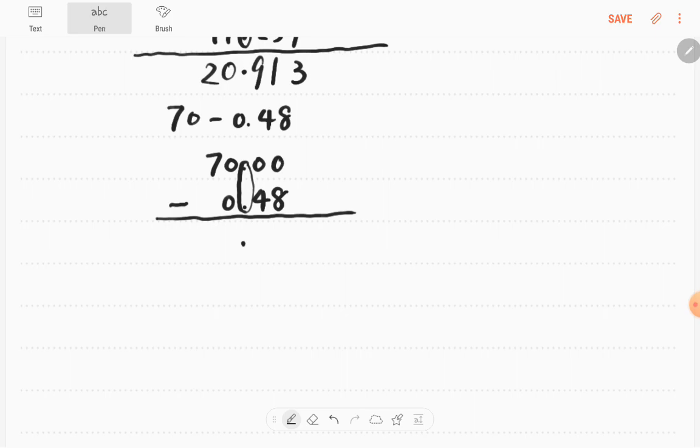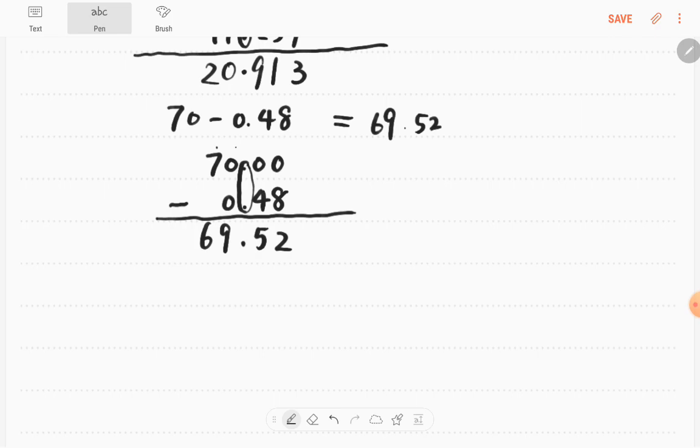So add a 0, we will get 2, because it's 10 minus 8, it's 2, and here will be 9. 9 minus 4 equals 5, and here will be 9, and here will be 6. Okay, the remaining rule is just the same rule as the whole number subtraction. So the answer will be this one.